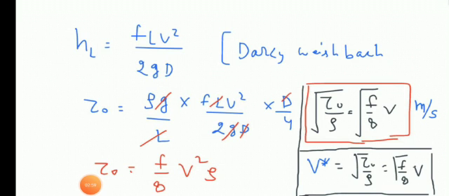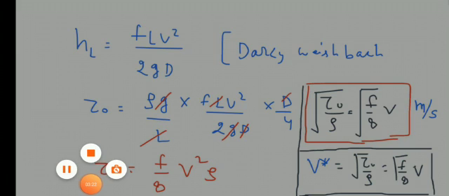Now, as we all know, head loss is equal to f L V square upon 2gd, which is the Darcy-Weisbach equation. So by putting this, we get the square root of tau naught by rho equal to the square root of f by 8 times V. Now this term in brackets has the dimension of meter per second, which is the dimension of velocity. So we term this the shear velocity, right? It is coined in that way only.